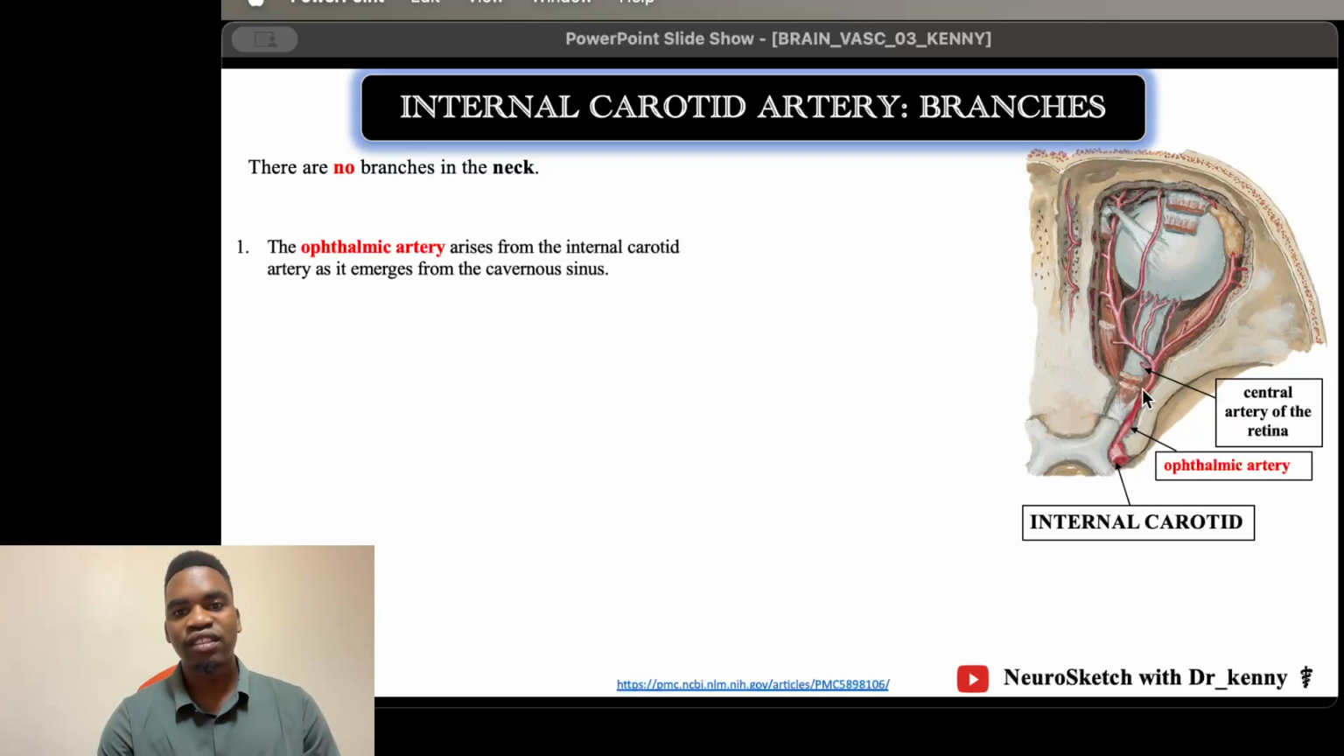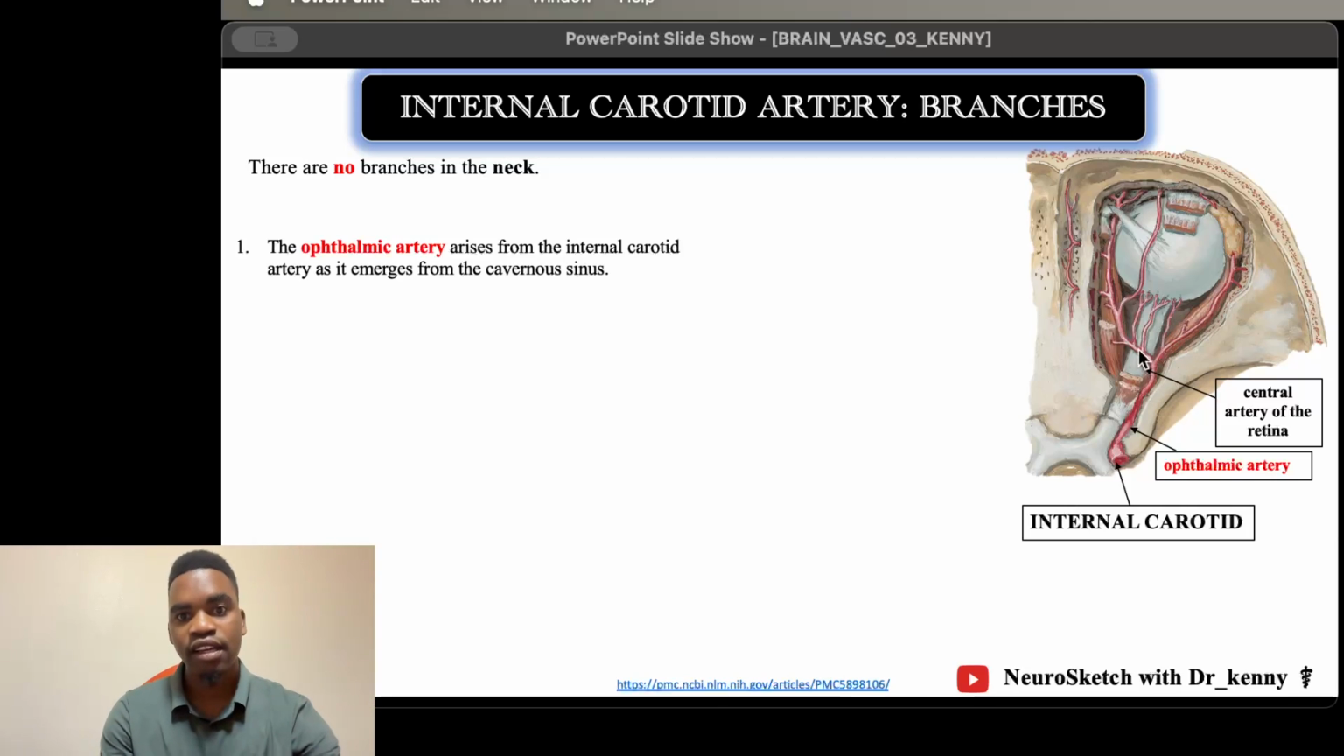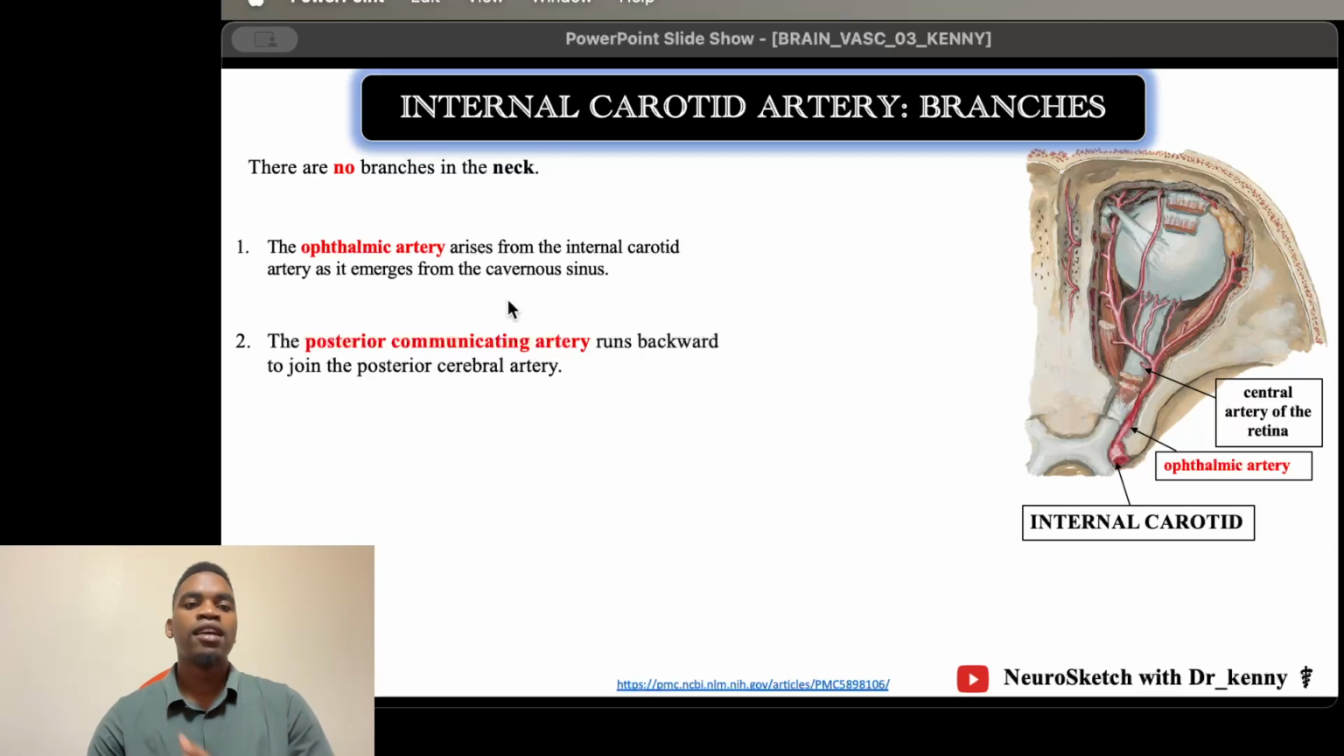It also gives a crucial artery here, which is the central artery of the retina, that enters the optic nerve, and then it travels to the globe. It travels to the eye, supplying the retina. It also has some other branches, but that's not our problem at this time. And then we'll have another branch that we cannot see from this picture, but I will show you shortly.